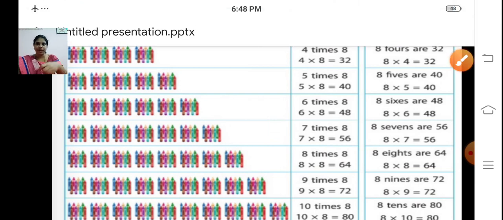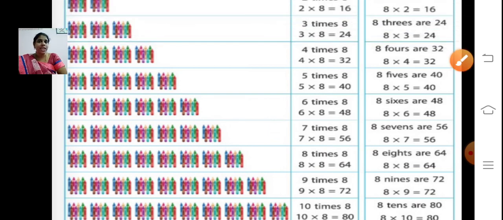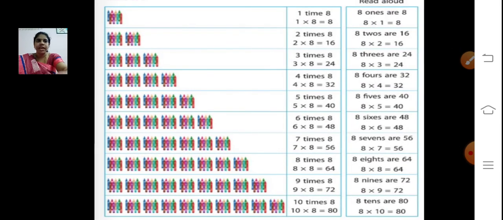Shall we revise the table one more time? I'll say, you're going to repeat after me. 8 ones are 8. 8 twos are 16. 8 threes are 24. 8 fours are 32. 8 fives are 40. 8 sixes are 48. 8 sevens are 56. 8 eights are 64. 8 nines are 72. 8 tens are 80.